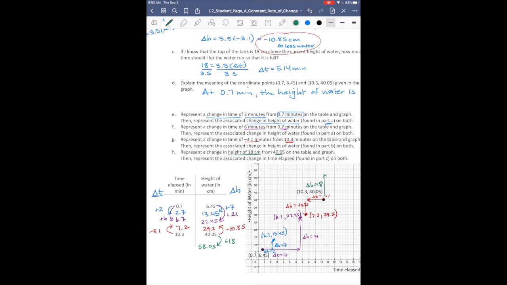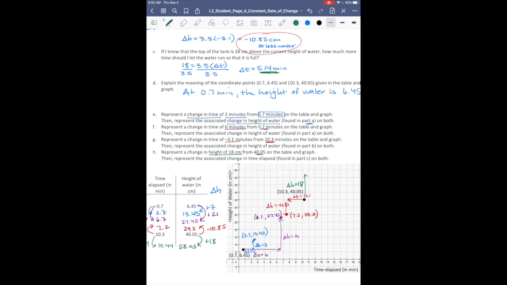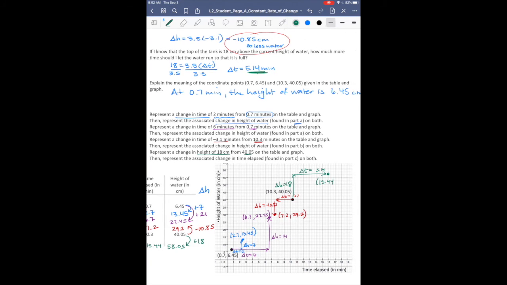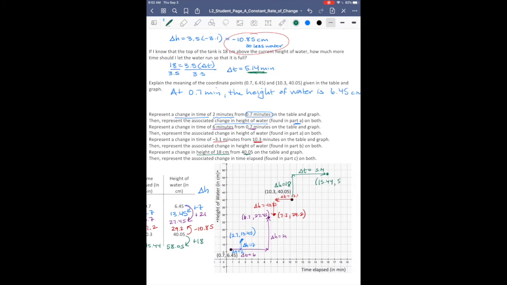And that 18 centimeters we found took us 5.14 minutes. So here I need to add 5.14 minutes. So 10.3 plus 5.14 is just 15.44 minutes. So I'm going to go over here. Oops, got to move my graph a little bit. And we're going to say we went all the way over here. So this time that went by is that 5.14 minutes. And so that's going to lead us to this last point, which is the 15.44. And at that 15.44, our height is 58.05 centimeters.